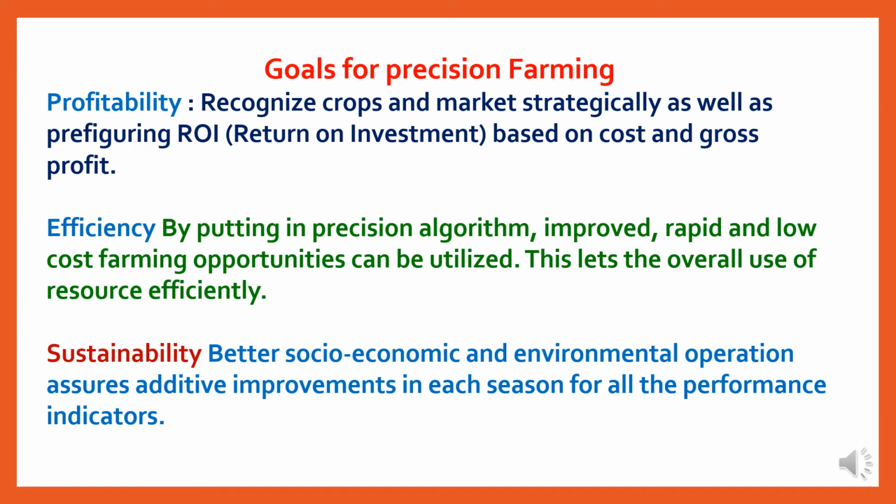It can be categorized in three types. First goal is profitability. Recognize crops and market strategically as well as prefiguring return on investment based on cost and gross profit. Second goal is efficiency. By putting in precision algorithms, improved, rapid and low cost farming opportunities can be utilized. This lets the overall use of resources be efficient. And third goal is sustainability. Better socio-economic and environmental operation assures additive improvements in each season for all the performance indicators.